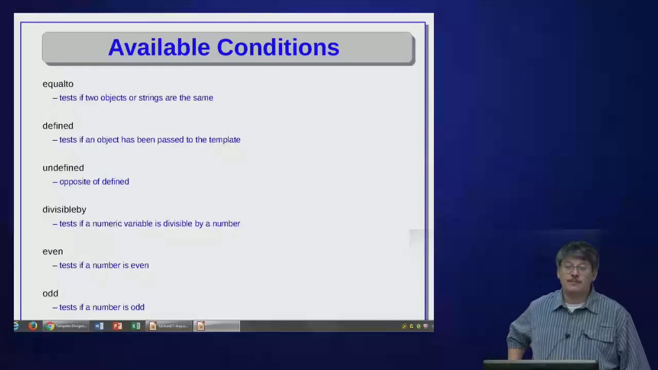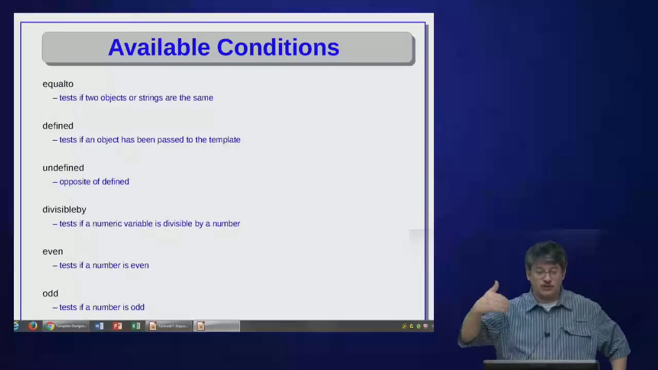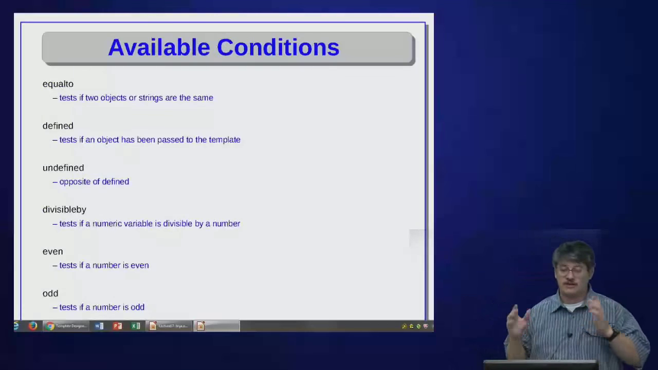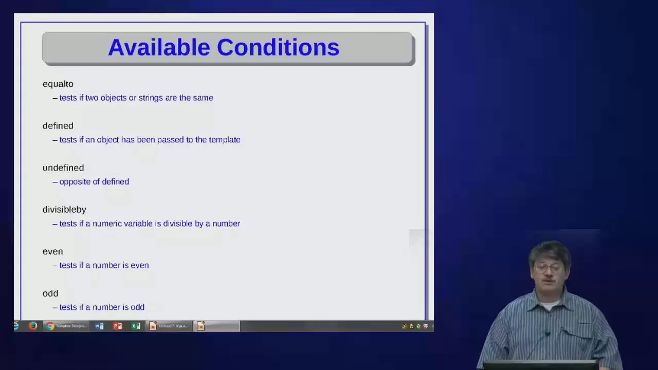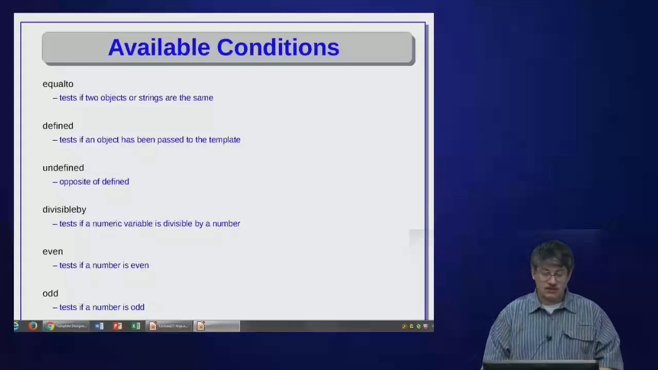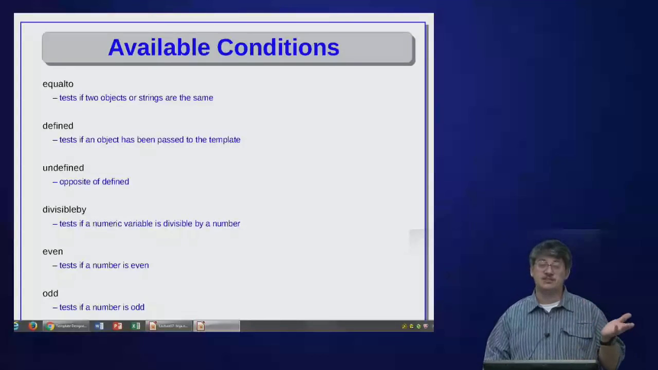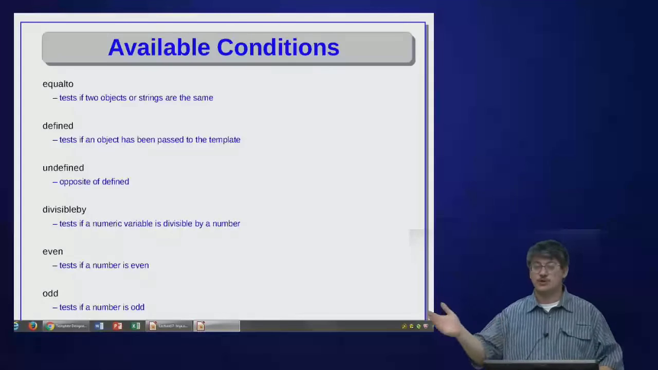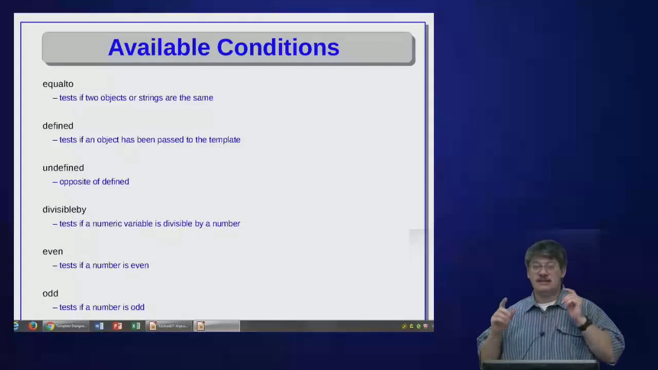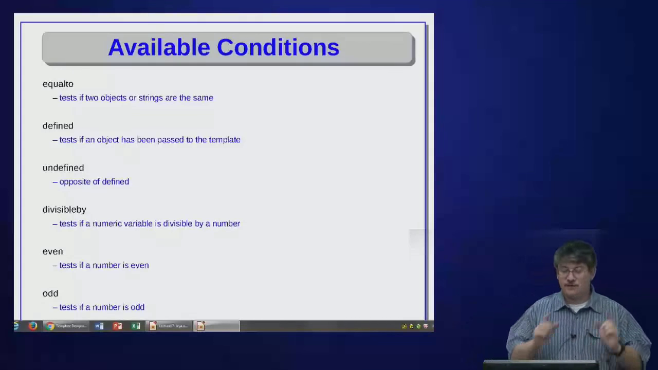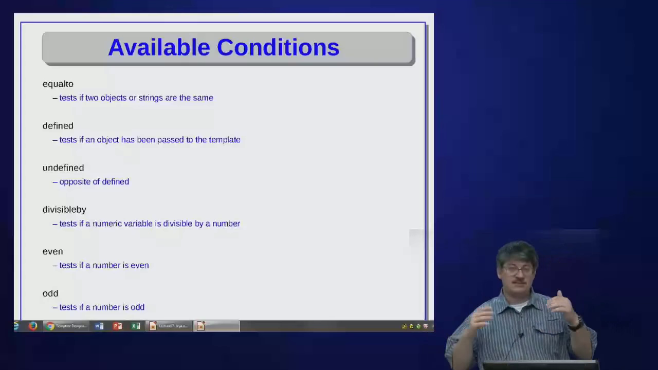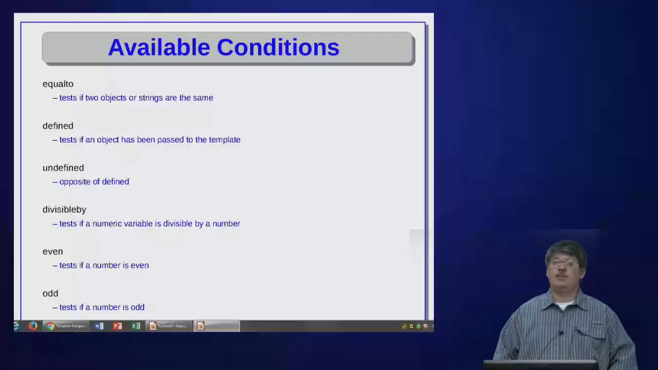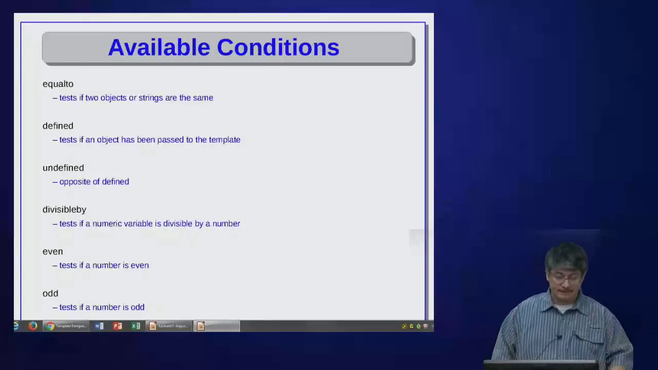OK, so there's a bunch of conditions that you can use. I showed you equal to already. That tests if two objects or strings are the same. There's also a defined condition that checks whether an object has been passed to the template or not. So we could check to see if there is a username, right? If they just said slash with no username, then username wouldn't be defined. So we can say if is defined. If user is defined, do this, else do that. We can also use undefined, which is the opposite.